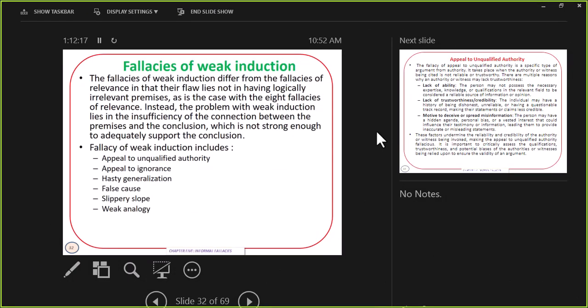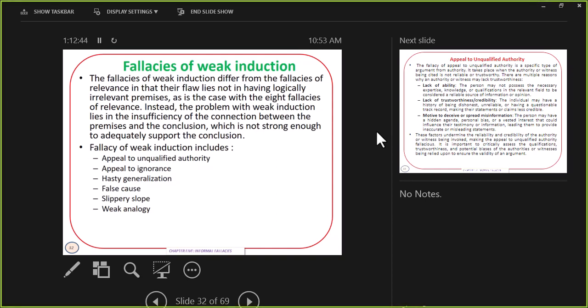Fallacies of weak induction, the second category of informal fallacies, occur not because the premises are irrelevant. The premises are relevant in the second category, but the premises are weak, as the name implies. Fallacies of weak induction are all inductive arguments, and the premises are weak. They're not strong enough to support the conclusion.